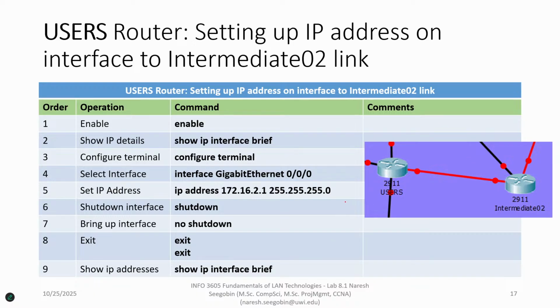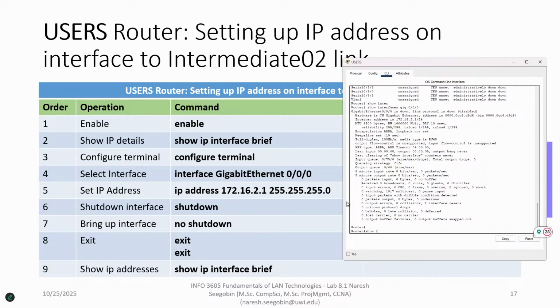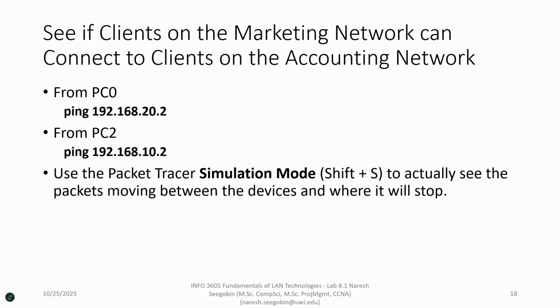Right, so we just did all three. And if you do a show ip interface brief, which we just did, all interfaces are set up, so we can actually move along to the next device. So let's move on. Right, so we see clients in marketing and connected clients in accounting, so we can do a ping. And we could ping from there and see how it goes, right?